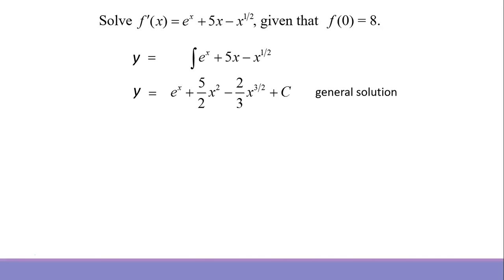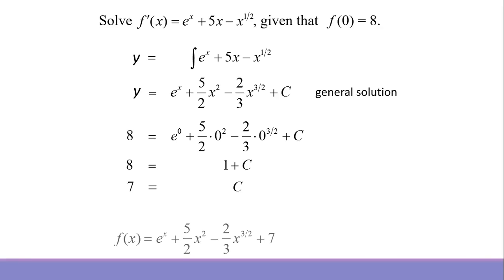In order to find a value for c, we can use our initial condition, which is when x is 0, y is 8. So if we substitute 0 for all of our x's and 8 for our y, and then solve for c, we'll find out that c equals 7. And substituting that in our general solution for c, we get what's called the particular solution of this equation.